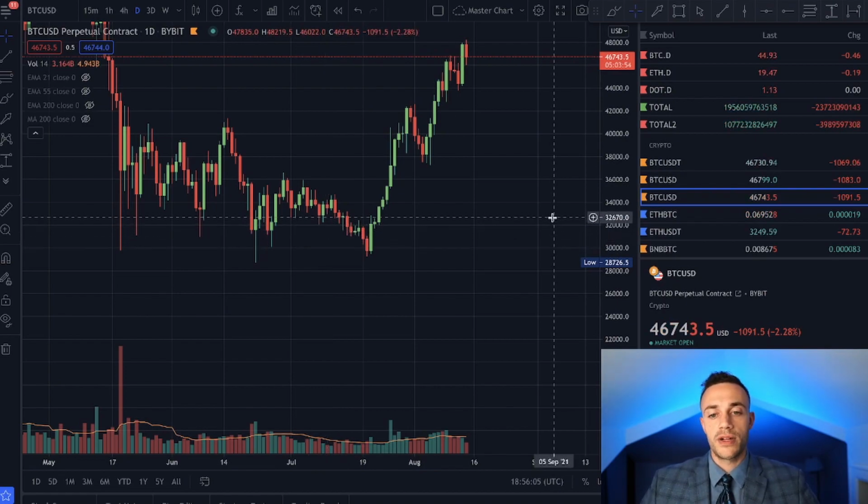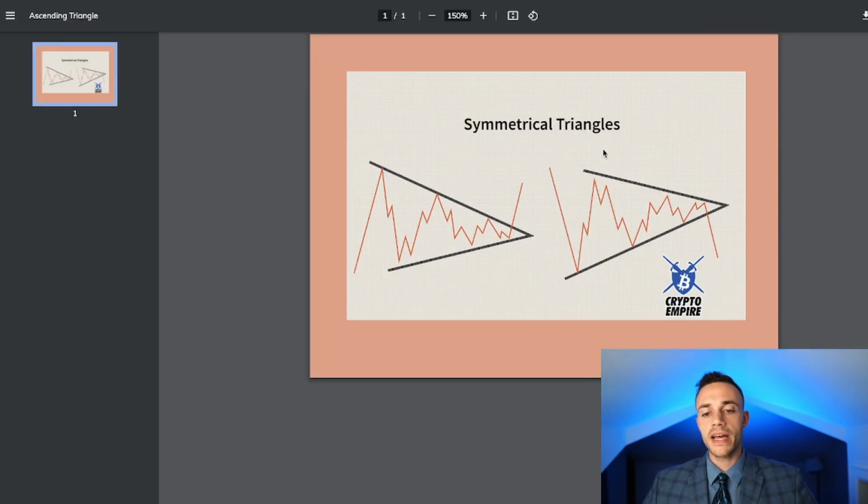So with that being said, let's move on to my third pattern for this video. That is the symmetrical triangle. So the symmetrical triangle is more likely to break out in the direction of the trend. So as you can see, there's 2 examples right here. There's a bullish symmetrical triangle and there's a bearish symmetrical triangle. And that depends on which direction the impulse wave is, which is this first one all the way to the left. That is the first wave of the move.